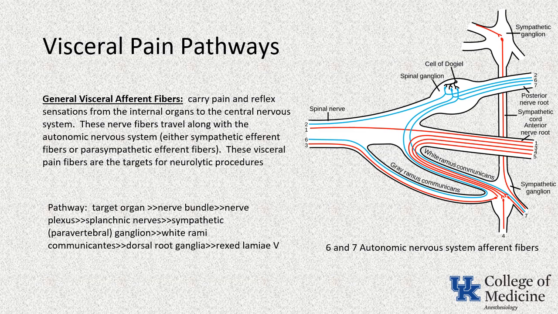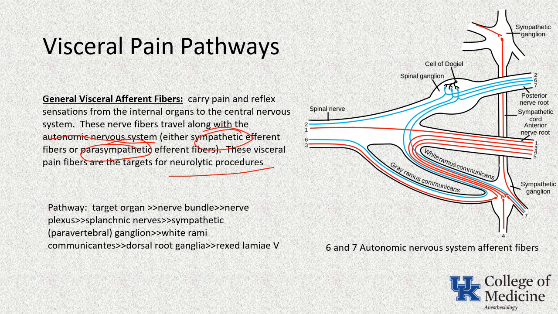So it's important to know visceral pain pathways. The afferent fibers are known as general visceral afferents. These carry pain and reflex sensations from the internal organs to the central nervous system. These fibers travel along with autonomic nervous system fibers, either the sympathetic or parasympathetic. And these are essentially the target for neurolytic procedures or the block procedures.